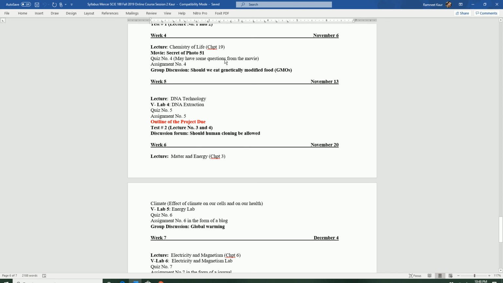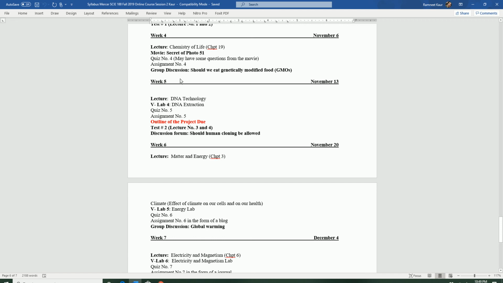Then we have assignment number 4. So again, in this chapter we will be talking about carbohydrates, proteins, lipids, and nucleic acids. So you can choose any of these 4 topics. You just choose one topic, you can write your assignment. If you want to talk about all 4 macromolecules, that's also okay. So the topic is chemistry of life, which involves talking about different macromolecules. You can pick any of them, or if you want to talk about all of them, that's also okay. That will be assignment number 4.